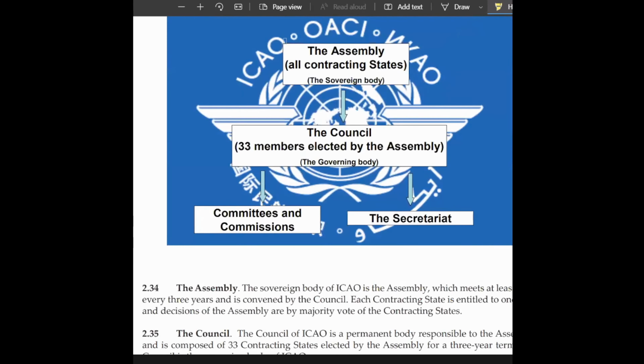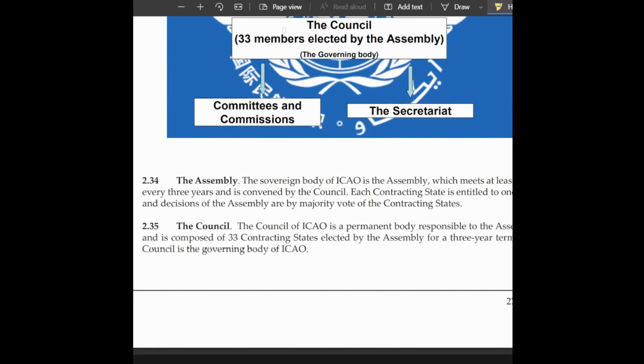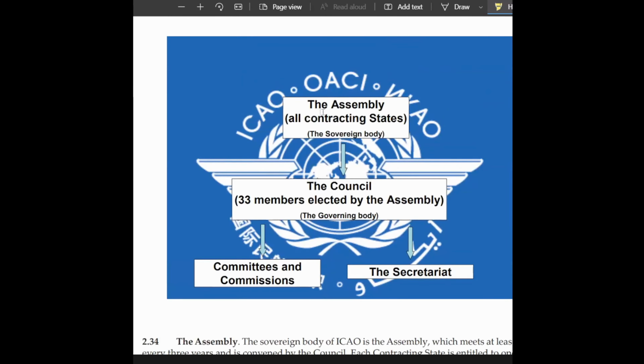Now, coming to the important part. Memorize this diagram somehow. You have the assembly, which is on top. Below that comes the council, where 33 members are elected by the assembly. The assembly is basically all of the countries. The council further has committees and commissions. For example, there is a committee which was set up to figure out how international travel can happen post COVID. Decisions are made by the committee, which is then projected to the council, then approved by the assembly.